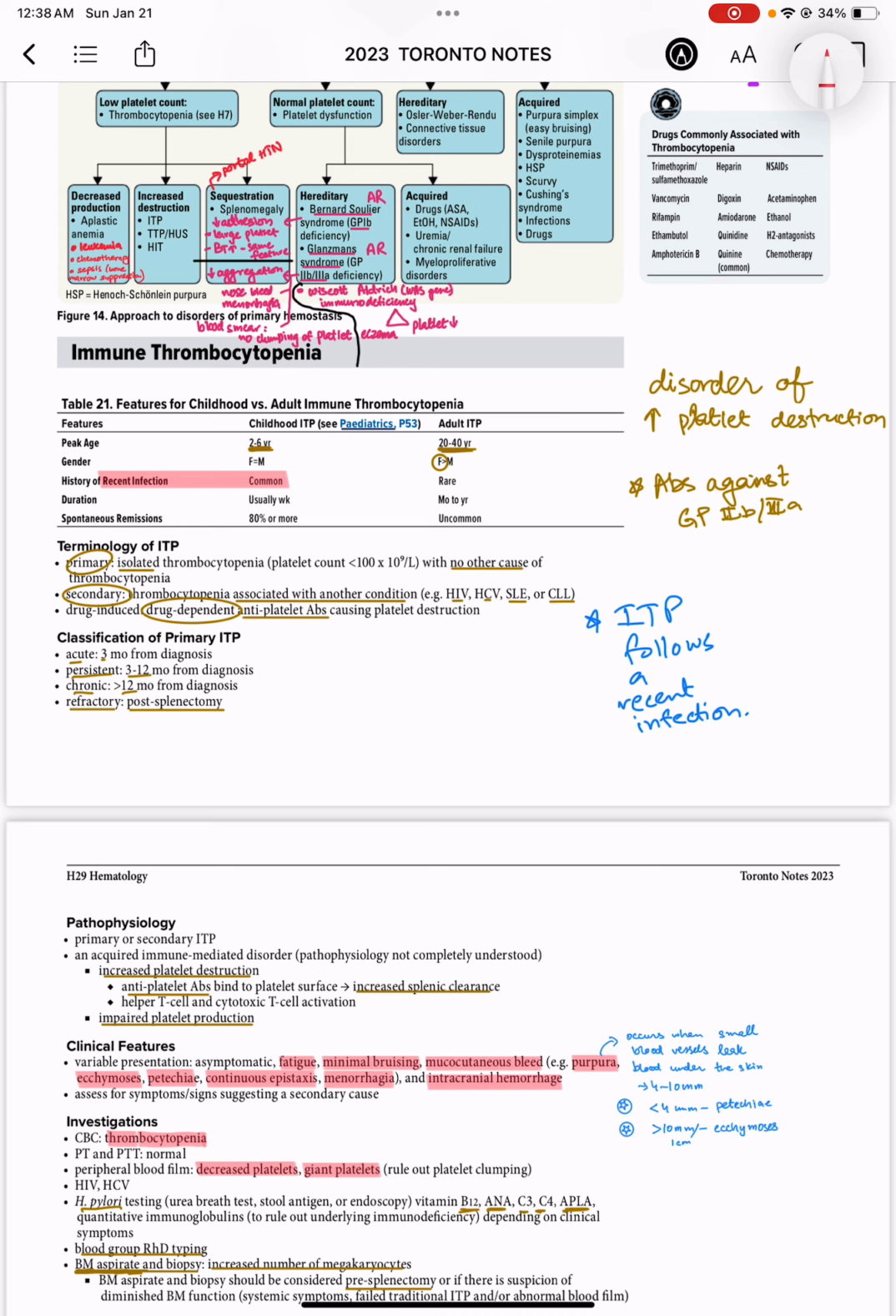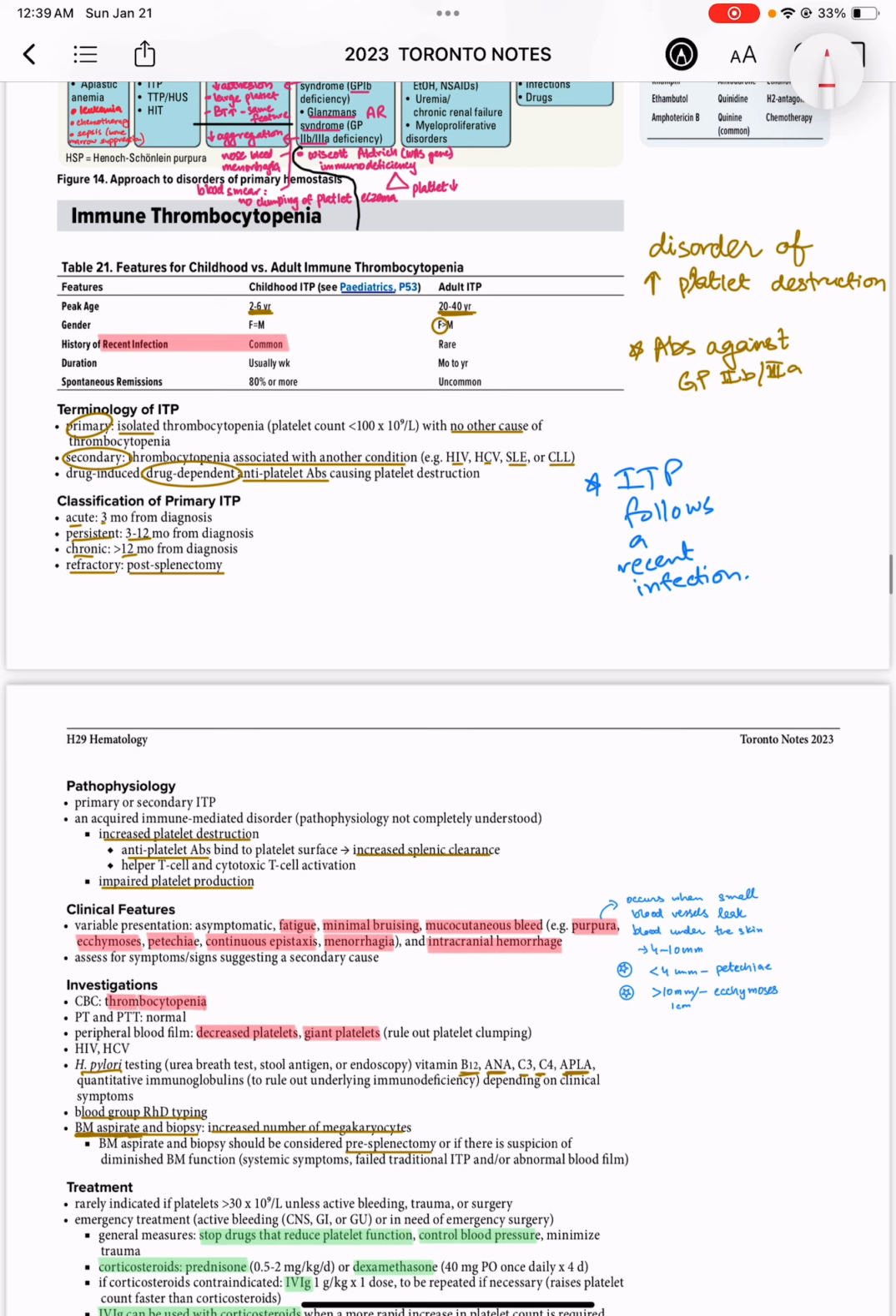And then duration: in childhood it's usually weeks, in adulthood months to years, and childhood ITP spontaneously resolves, but in adulthood it doesn't really resolve spontaneously. So what happens in ITP? It is immune thrombocytopenia, and ITP is also idiopathic thrombocytopenic purpura. Idiopathic literally means that it is a diagnosis of exclusion. When you exclude everything, then you can think about ITP.